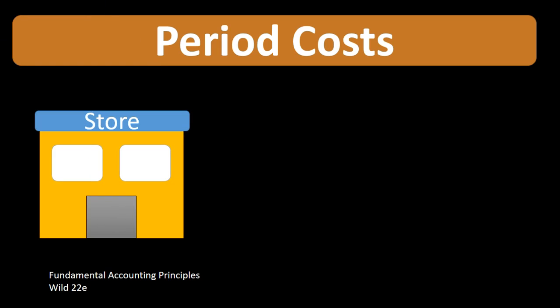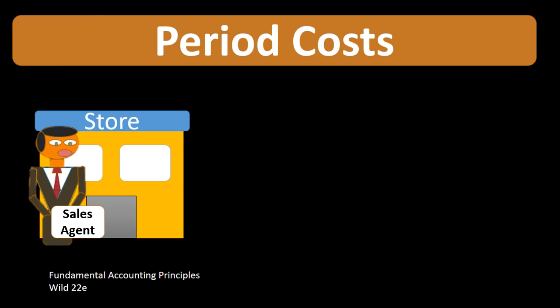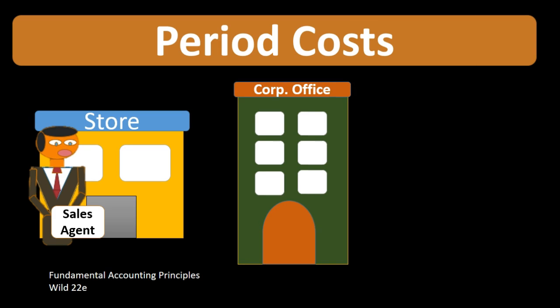Those sections include things like the selling within the store, if we had the sales agent within the store, the salary for the sales agent, the rent on the store where we're going to sell the items, sell the inventory, and it could include things like the corporate office.